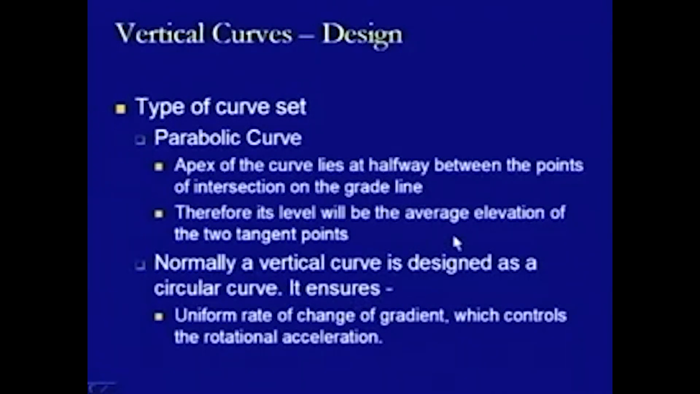There is another thing related to the provision of curves. Normally a vertical curve is designed as a circular curve. The reason behind this is that it ensures a uniform rate of change of gradient. This we have already seen when we discussed circular curves, and this helps in controlling the rotational acceleration. And this rotational acceleration is related to the centrifugal force which is acting on any circular curve. So, this is one of the properties of the circular curve which is used in the design of the vertical curves.